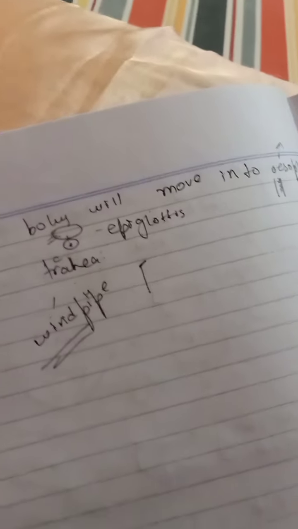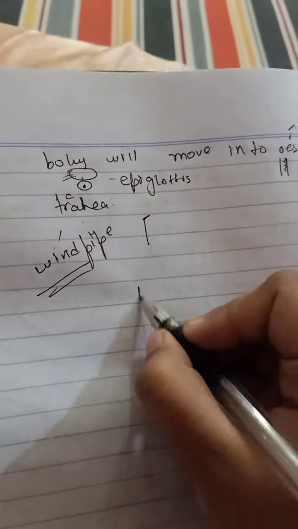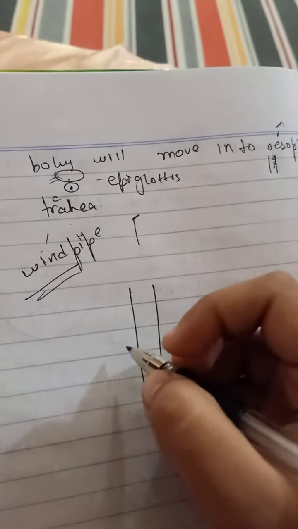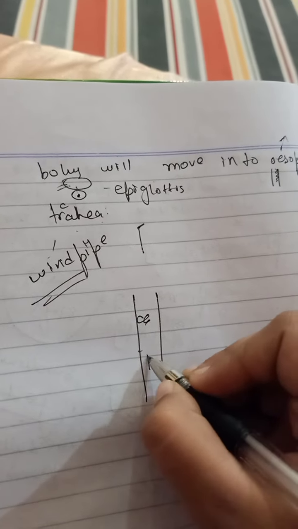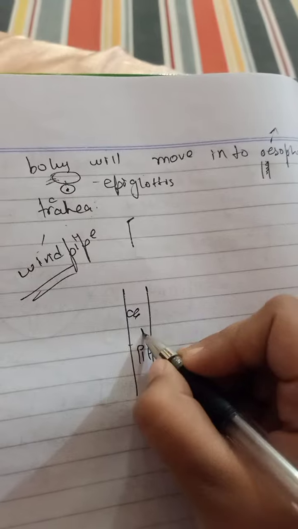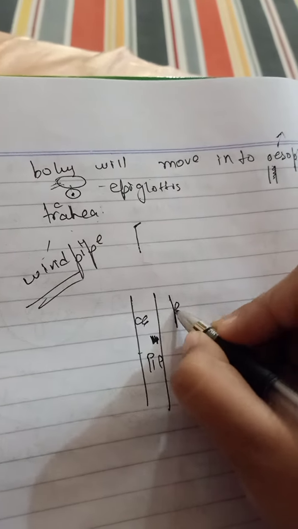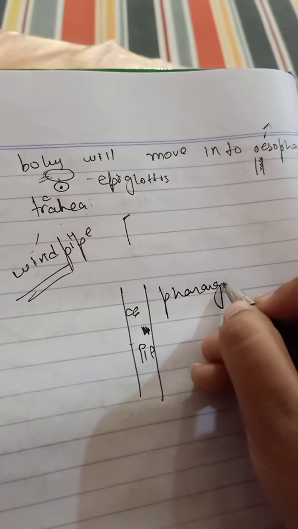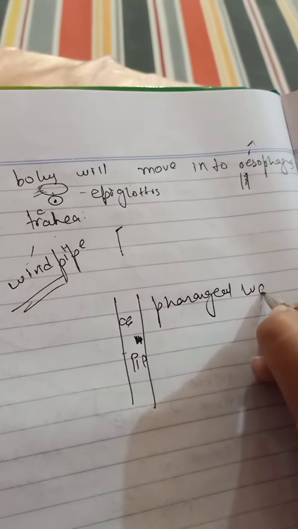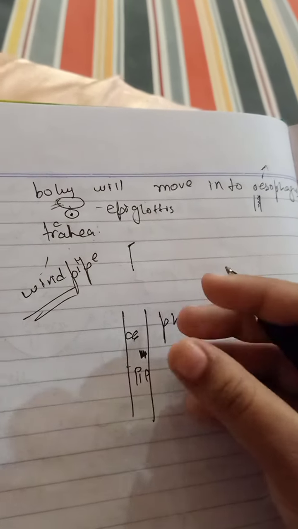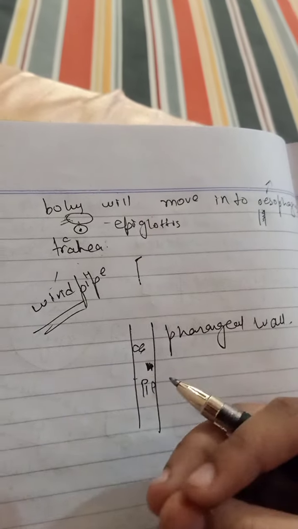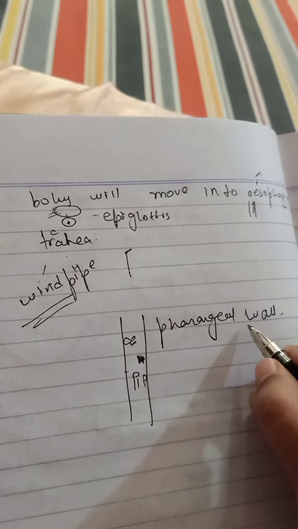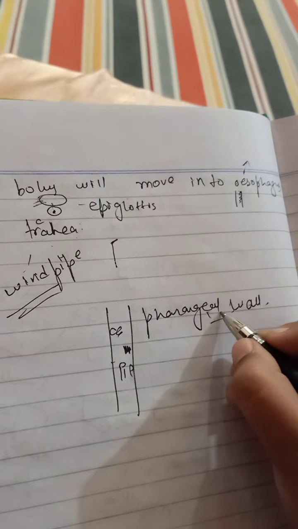Okay, so first, one thing is that we have a pharynx. There is a pharynx stage. If you're talking about this, there is a pharyngeal wall present here. The bolus will go into the pharynx. Posteriorly, there is a folding of the pharyngeal wall.